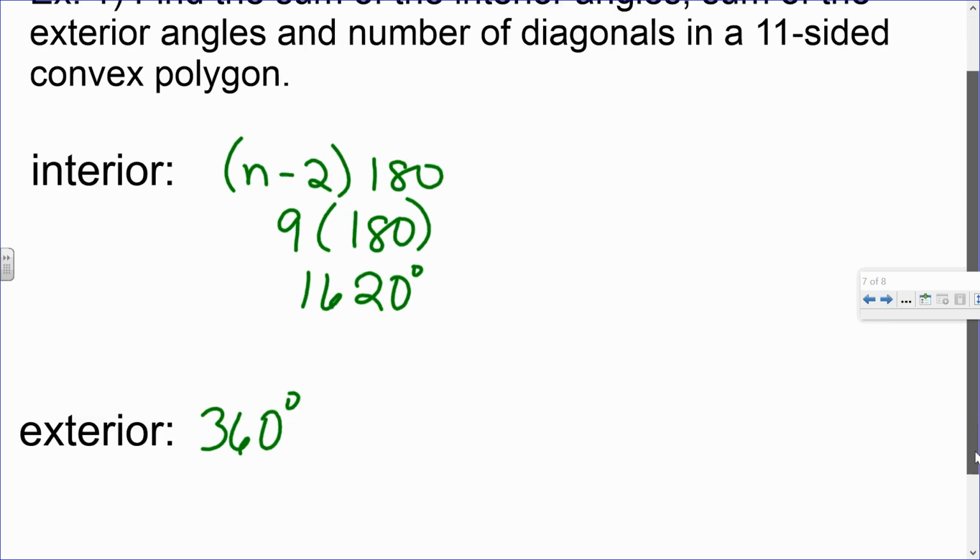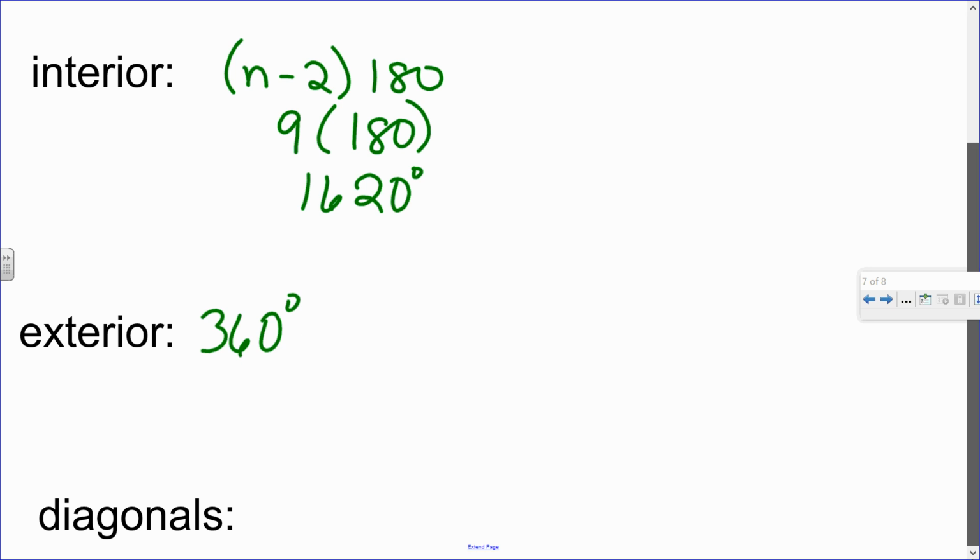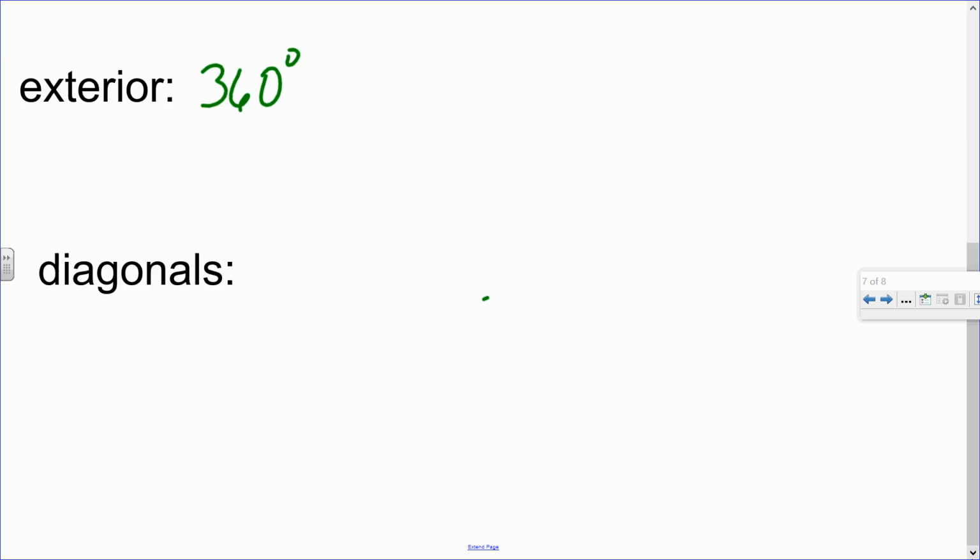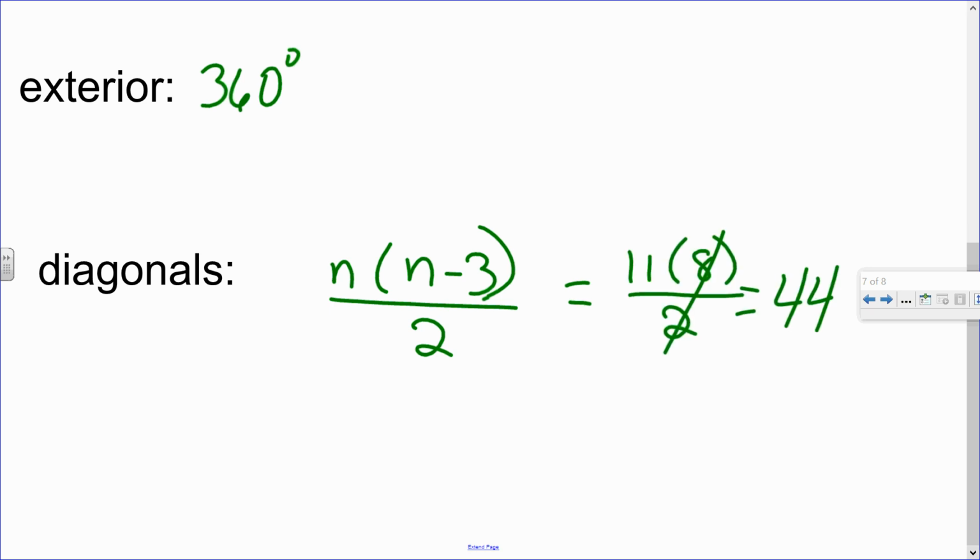That just leaves the number of diagonals. So we need our new formula for that. What's the formula for the number of diagonals? N times n minus 3 over 2. Number of vertices, each has n minus 3 diagonals. Draw everything twice, so divide by 2. If n is 11, that becomes 11 times 8 divided by 2, 44 diagonals.